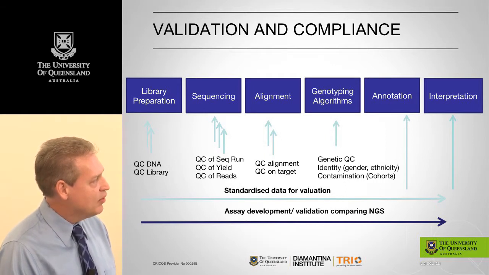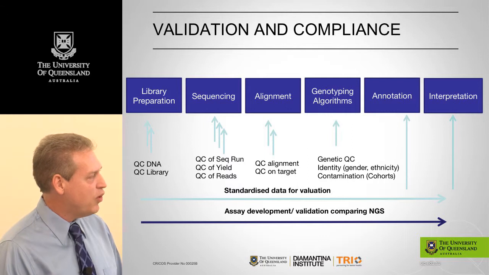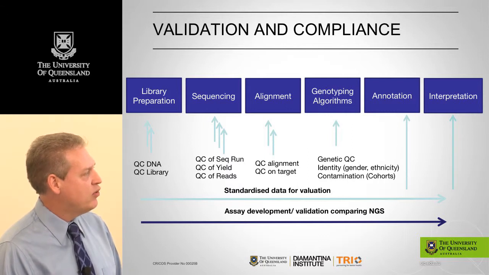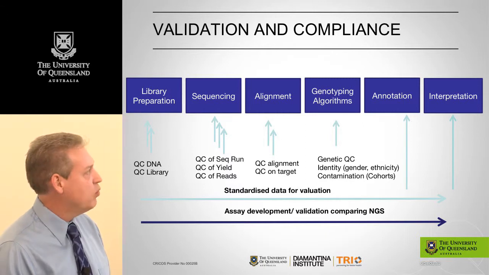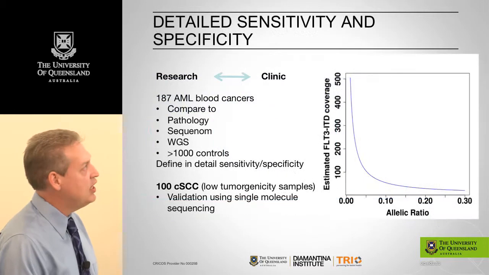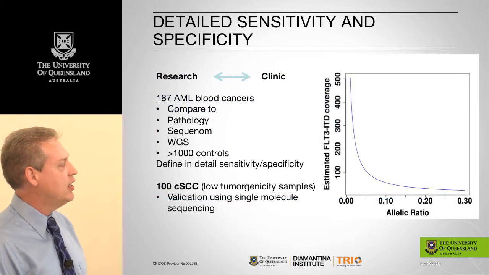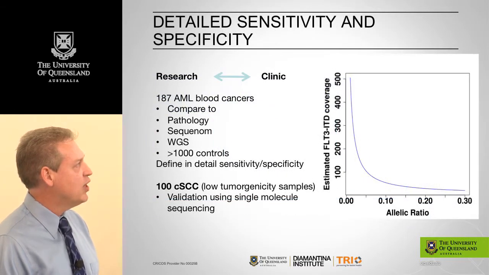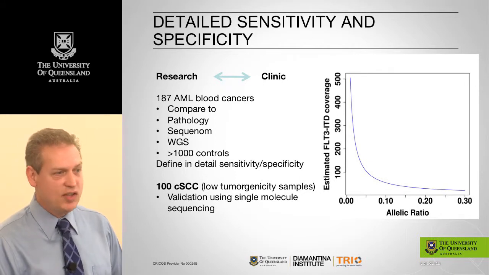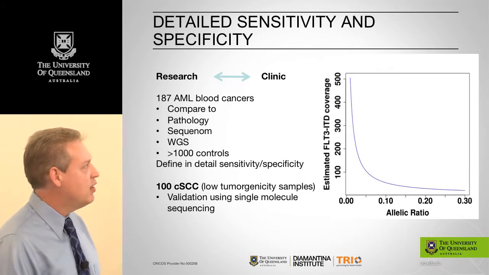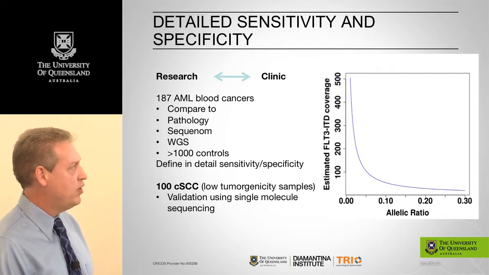We have large gold standard cohorts, which we solved over the years, that we run through our pipeline whenever we make a change to make sure we get the same answer. And we also use this pipeline for assay development as well. So part of that is the interplay between research and the clinic. Over the years, we've built up a very large cohort of AML, which is acute myeloid leukemia, so this is blood cancers. In collaboration with SA Pathology, South Australian Pathology, and Andrew, who's speaking, we've got a huge cohort of these samples.